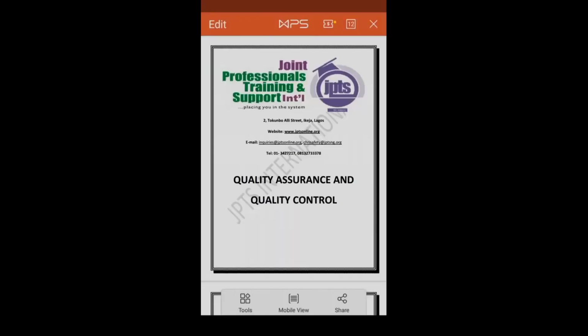We rounded up last week by stating the differences between quality assurance and quality control. Okay, this week we're going to start by discussing good manufacturing practices. Good manufacturing practices, GMP as it's often called.